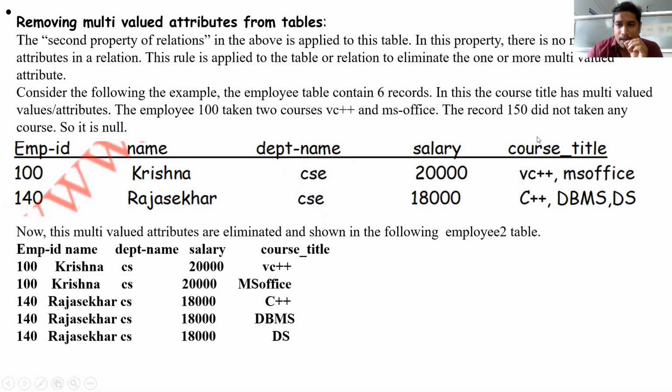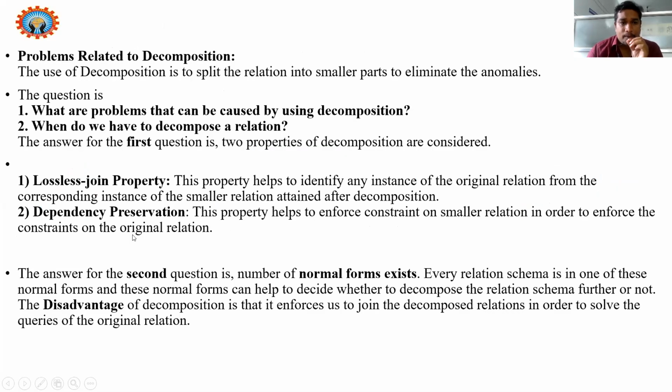See, for this course title, we have two values for employee ID 100 and three values for 140. So there should not be a representation like this. Okay, we have to represent the values in a proper manner. If there are multi-values, we have to decompose those multi-values into single values. See, the second property of relations is applied to this table.